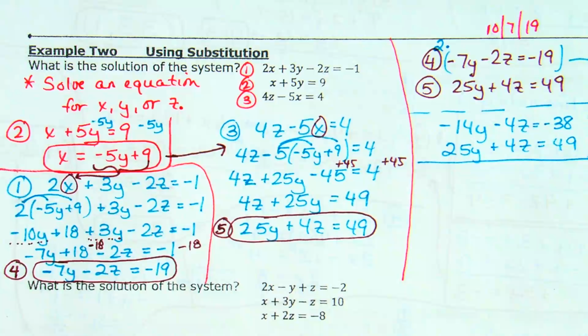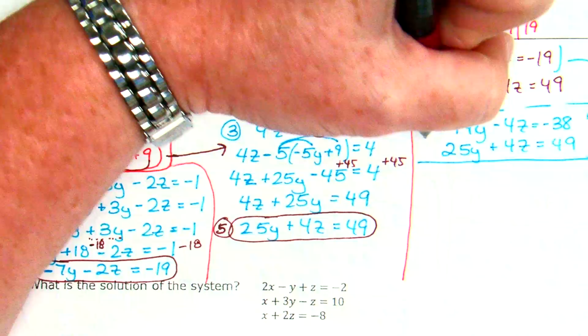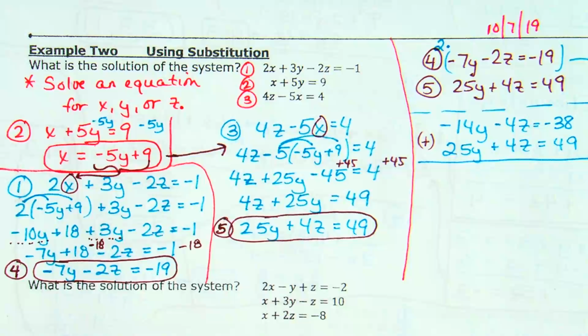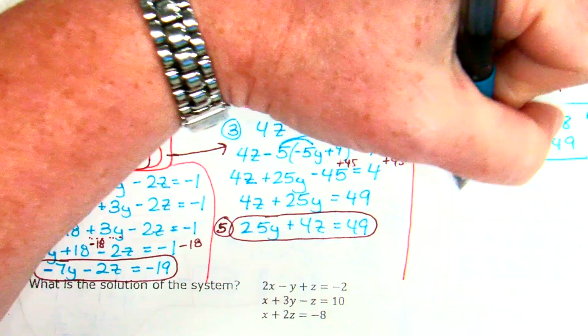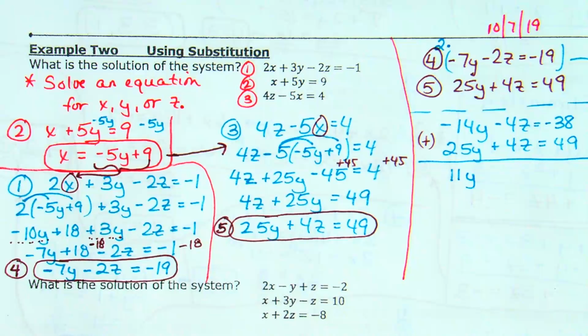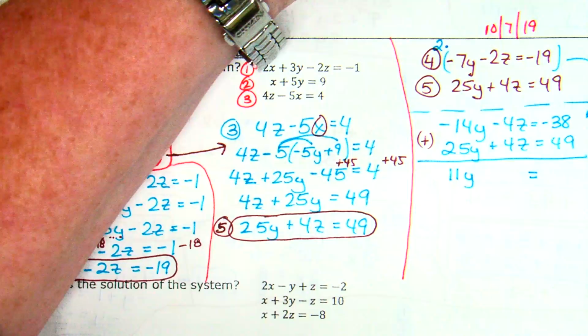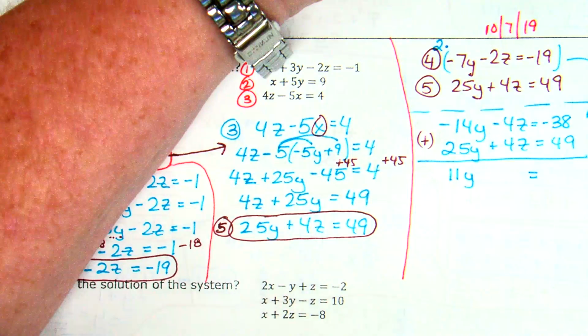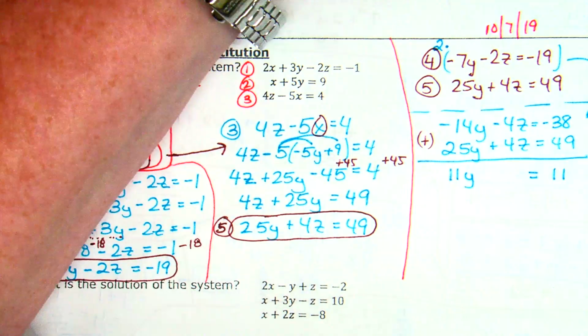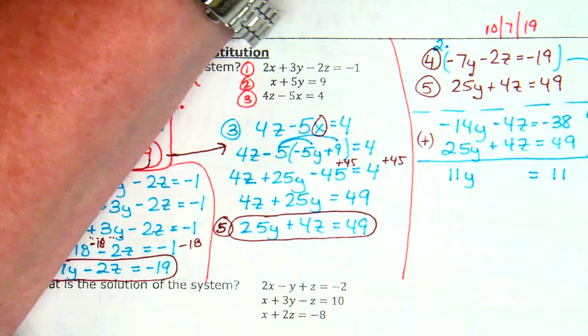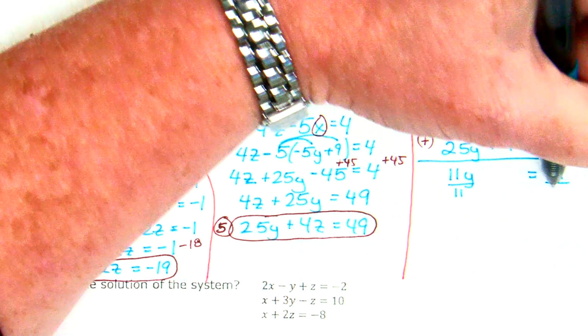My negative 4z and 4z are opposite sign, so I'm ready to add. Negative 14y plus 25y is 11y. Negative 4z plus 4z cancels. Carry down my equal sign. Negative 38 plus 49 is 11. If 11y equals 11, divide by 11, and y equals 1.